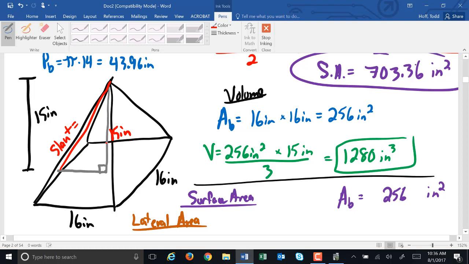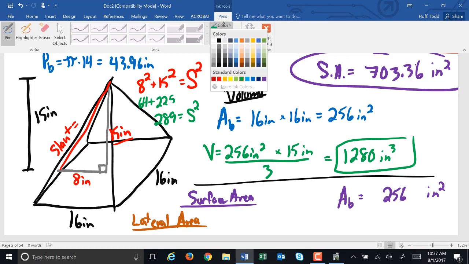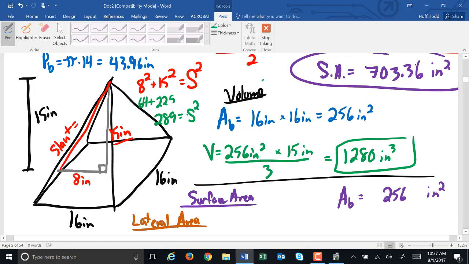Well, the height of this gray triangle is going to be the height of the pyramid of 15 inches. What's the base of this gray triangle going to be? 8 inches, half of our base, which is 16. So we've got 8 squared plus 15 squared equals that slant squared. So 64 plus 225, which is 289. So we square root. That slant is 17 inches.